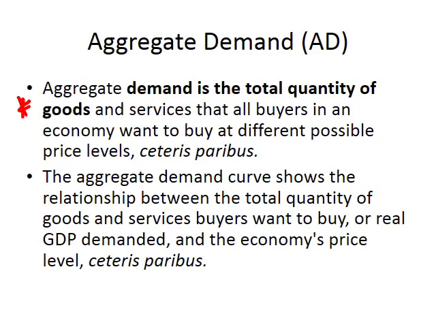I've put an asterisk next to this. You need to know this definition. It pops up many times in essays, and it could pop up in a data analysis. The aggregate demand curve shows the relationship between the total quantity of goods and services buyers want to buy, and it doesn't matter if these buyers are within your country or other countries, but they want to buy your domestically produced goods, also known as real GDP demanded, and the economy's price level, ceteris paribus.